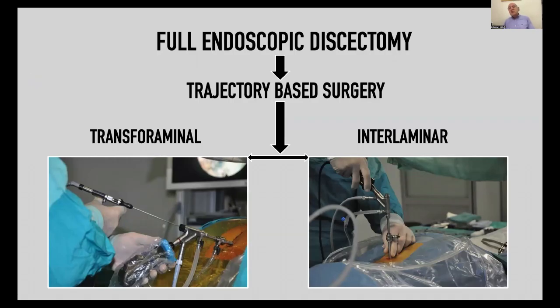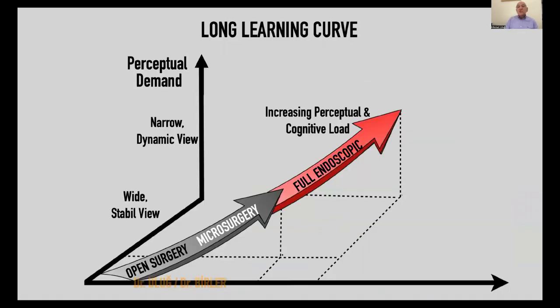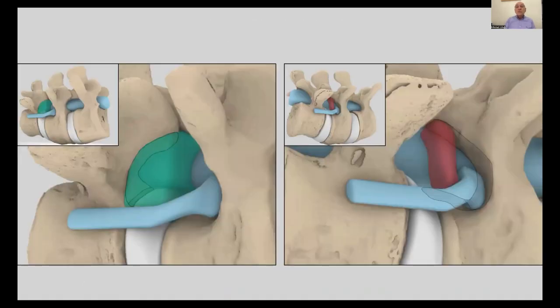Now, as a full endoscopic surgery, we have two complementary approaches, transforaminal and interlaminar. Same philosophy and different working volumes. In full endoscopic surgery, the view is narrow and dynamic. It constantly changes. The anatomy is not exposed. You have to reconstruct it mentally. What you see depends on where you look. This increases cognitive load. You must stay oriented at all times. And this explains the long learning curve.